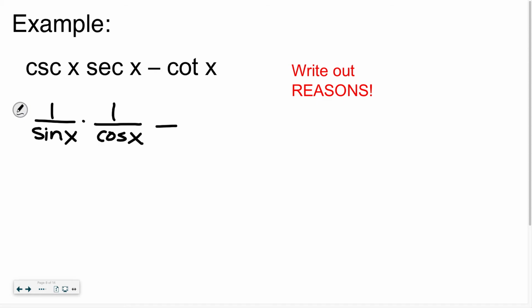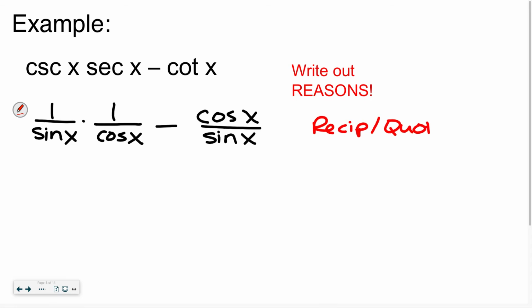1 over tangent, which we could write for a reciprocal identity, but then that doesn't do what Lexi said, which was write it all in sines and cosines. Is there something we can do for cotangent? Do cosine over sine. So I'm going to say in my reasons here, I have a mix of things. I have reciprocal and quotient identities. Okay.